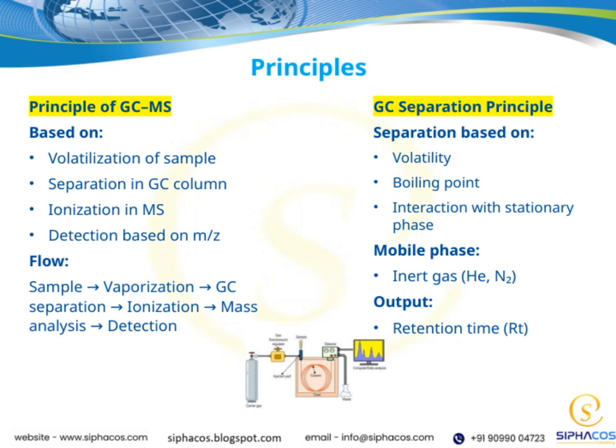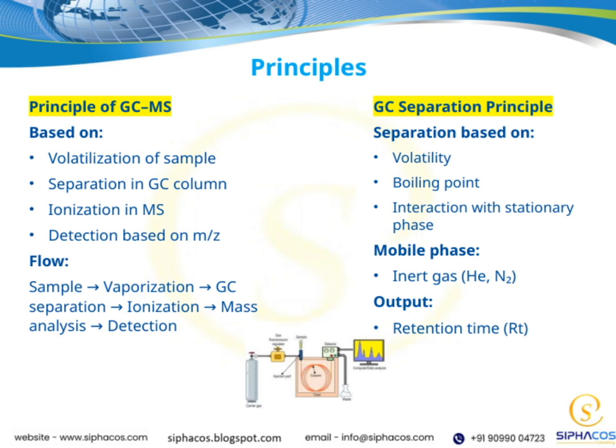Now, moving on to the principles behind GC-MS. It all starts with volatilization, where the sample is converted into a gas. Then, this gaseous sample is separated within the GC column based on its properties, as we just discussed. After separation, the sample enters the mass spectrometer, where ionization occurs. Detection in the MS is based on the mass-to-charge ratio, or m/z, which helps us identify the compounds.